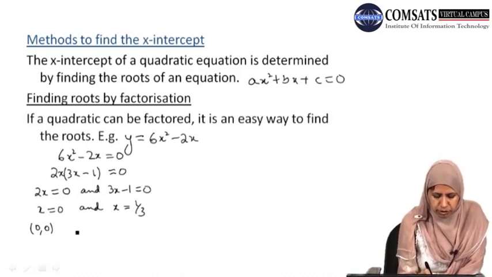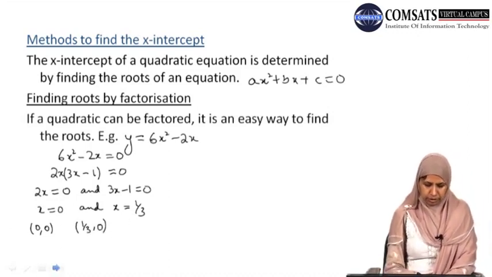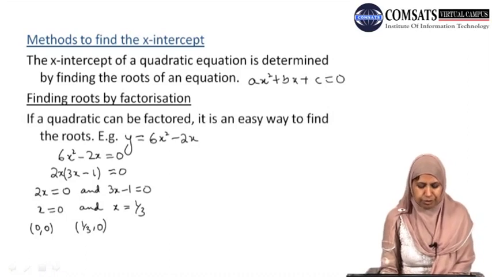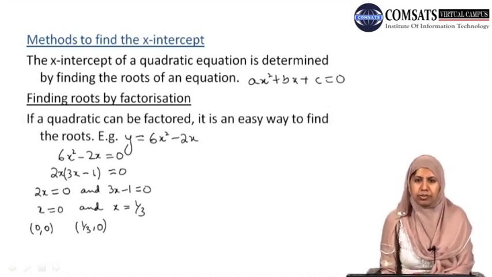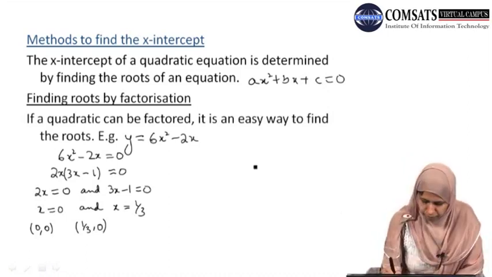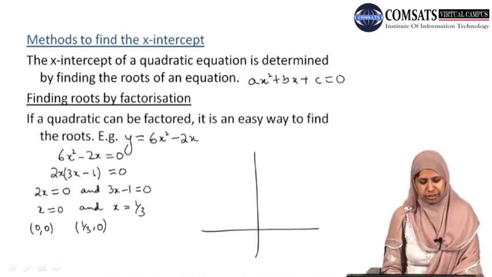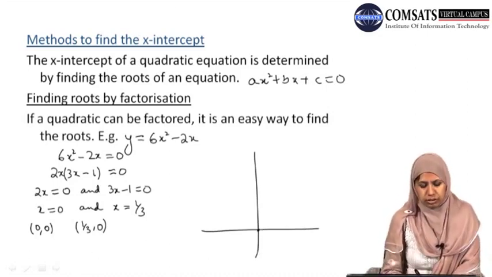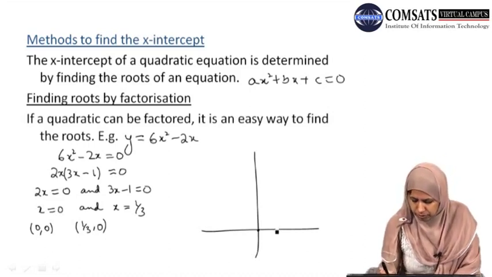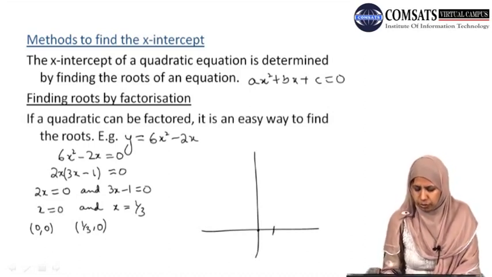One intercept is the origin and the other intercept is 1 by 3, 0. So in this case we have found two roots of the equation, telling us that the given quadratic function has two x-intercepts. If we want to plot this function, one intercept is the origin. The other is this one, 1 by 3, 0.